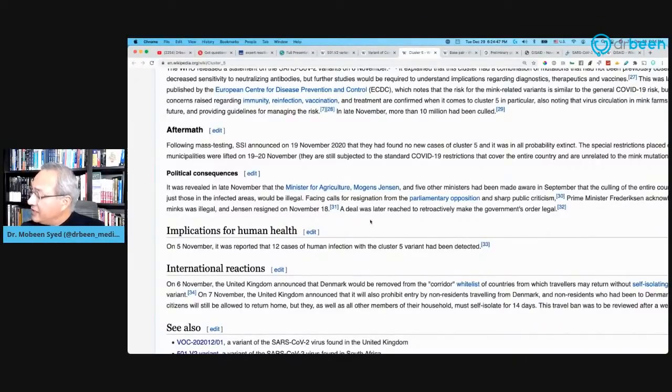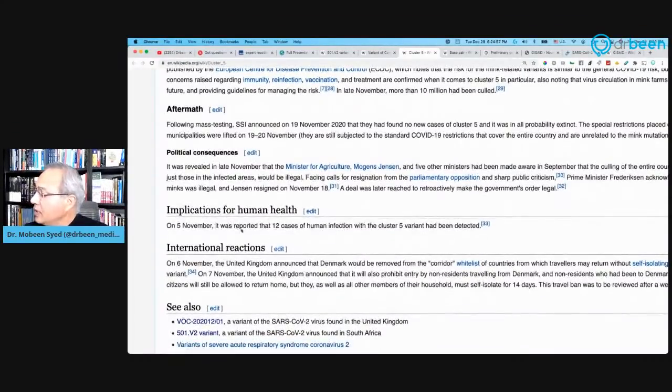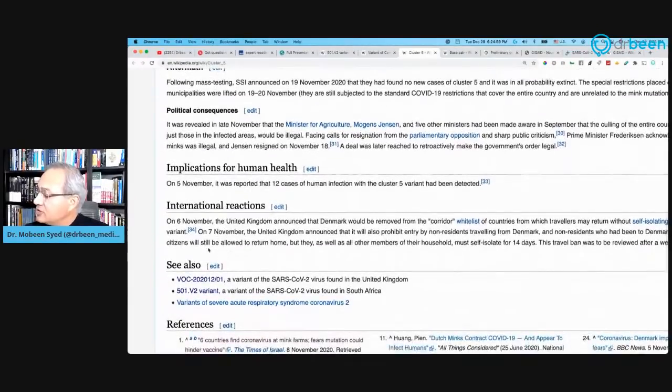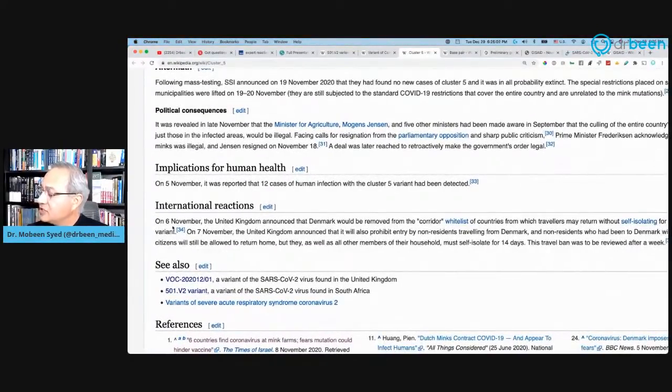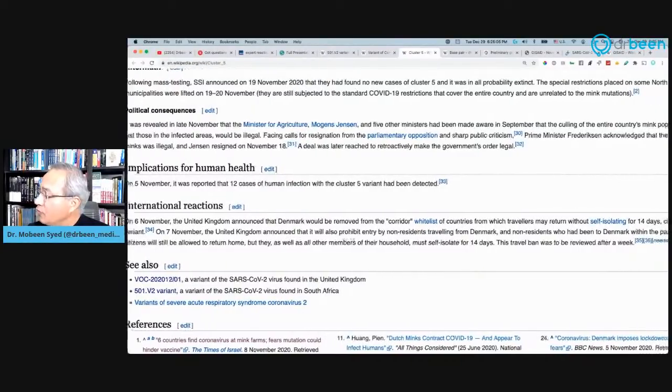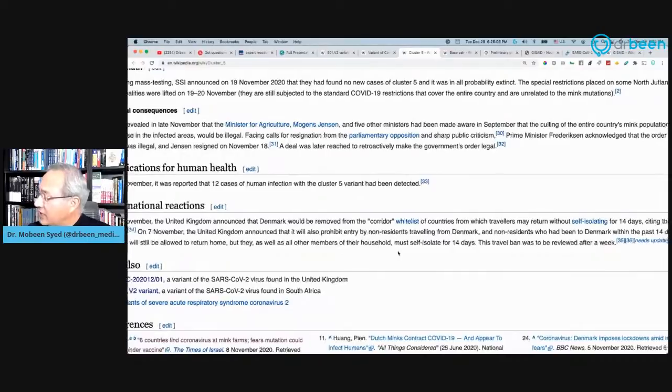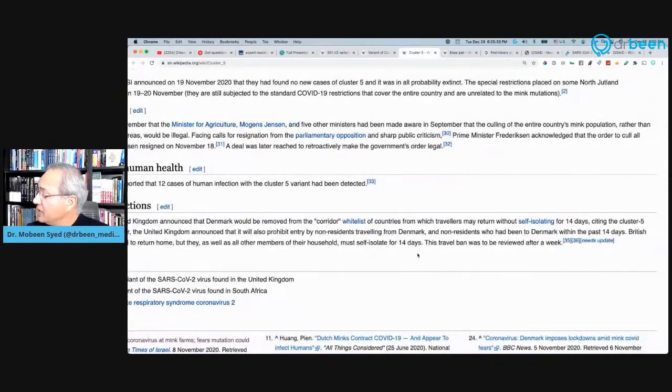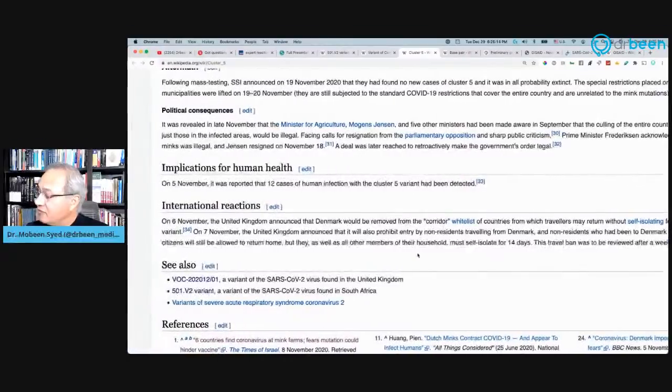A deal was later reached to retroactively make the government order legal. So one, the responsible people resigned, and secondly, they did make it legal as well. And then this was interesting for me as well: the international reaction. On 6th November, the UK announced that Denmark would be removed from the corridor white list of the countries from which travelers may return without self-isolation for 14 days, citing the cluster 5 variant.